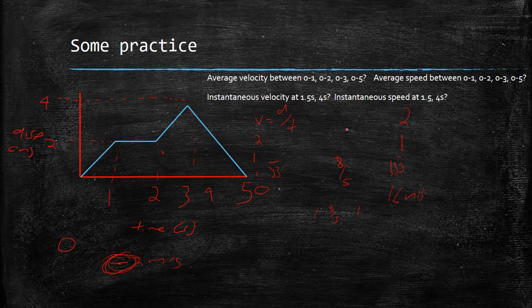So now let's do the same thing for speed. Instantaneous speed at 1.5, same deal. We draw a tangent. Nope, nothing there. 0 meters a second, it's flat. Let's do it at 4 seconds. Alright, we remember this. It equals negative 2 meters a second. But hang on. We don't want the negative there because that implies a direction. We only want the magnitude because it's speed. And so it's going to end up being 2 meters a second for the instantaneous speed at 4 seconds.